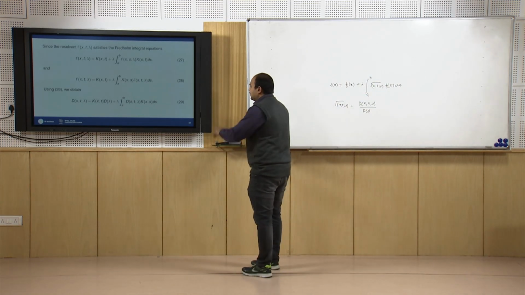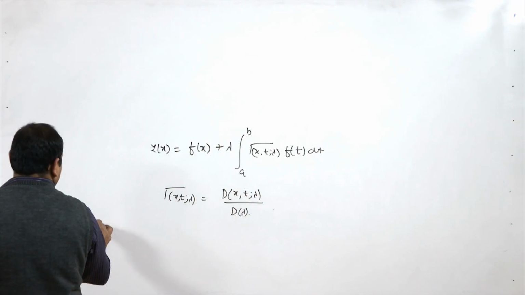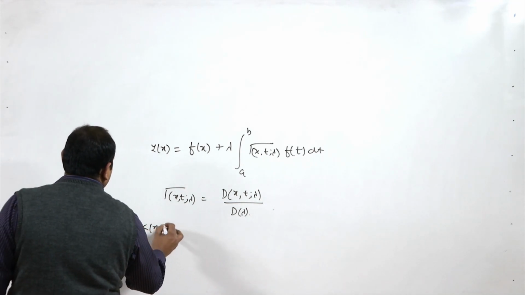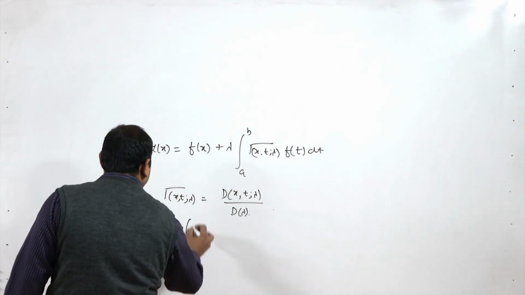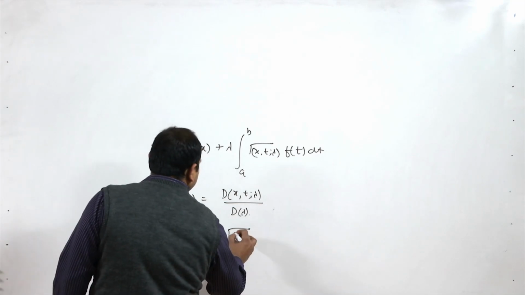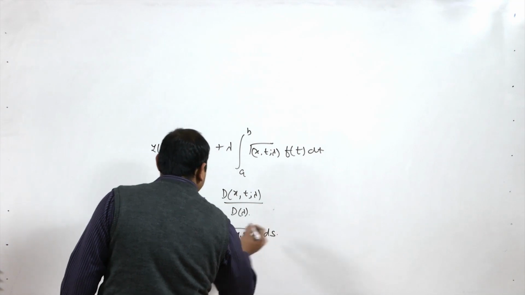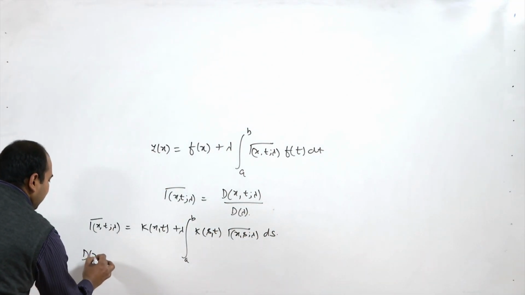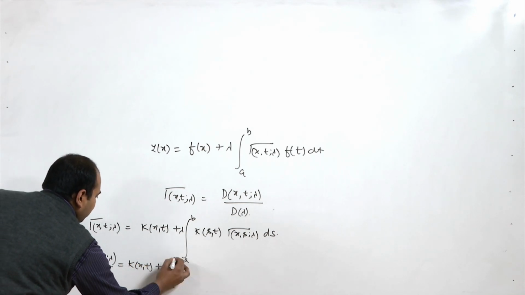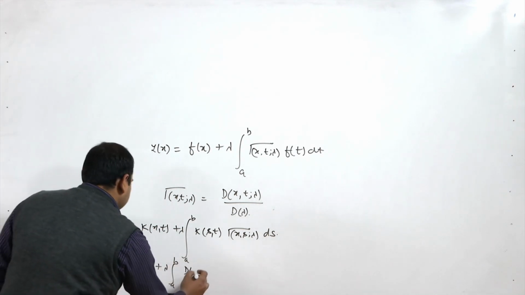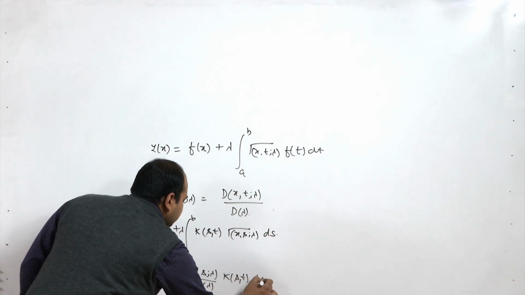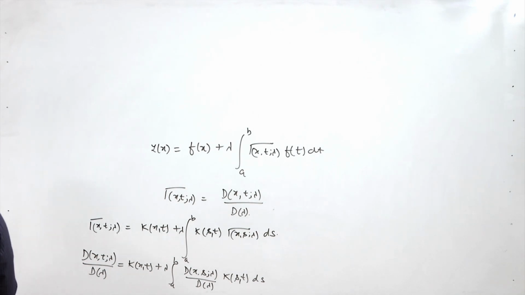So when you write it this way, the equation that gamma x, t, lambda satisfies is that gamma x, t, lambda is equal to k of x,t plus lambda times integral a to b k(x,s) gamma s, t, lambda ds. Now here I am writing this as: D(x,t;lambda) divided by D(lambda) equal to k of x,t plus lambda times integral a to b k(x,s) D(s,t;lambda) divided by D(lambda) ds. So you can multiply through by D(lambda), and you get that equation number 29 is valid.